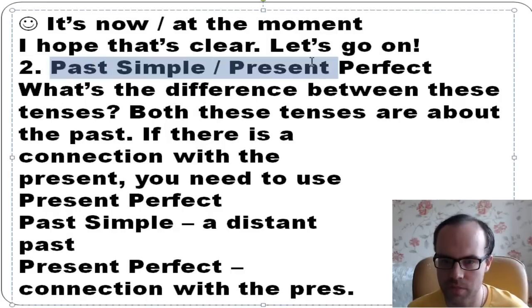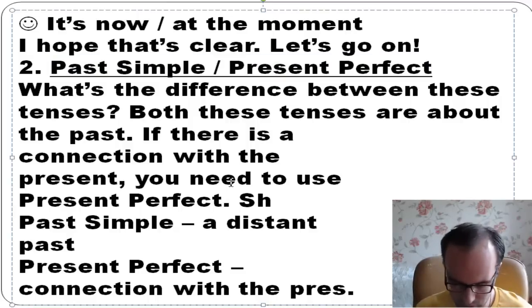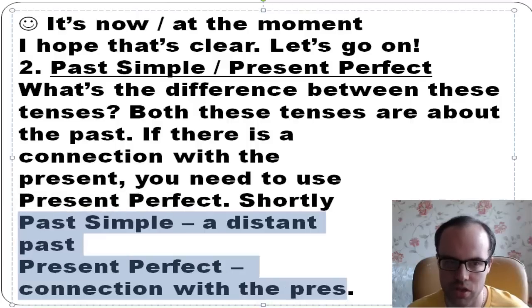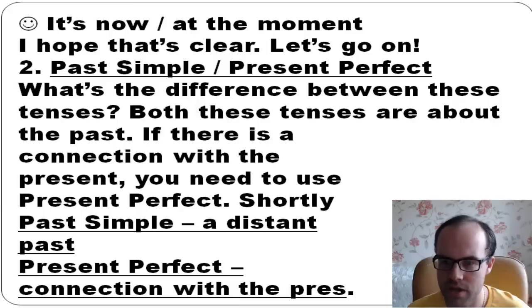Let's go on. Let's talk about past simple and present perfect. What's the difference between these tenses? Both these tenses are about the past. If there is a connection with the present, you need to use present perfect. So shortly, we can say the following: past simple is a distant past, and present perfect is when we see a connection with the present.